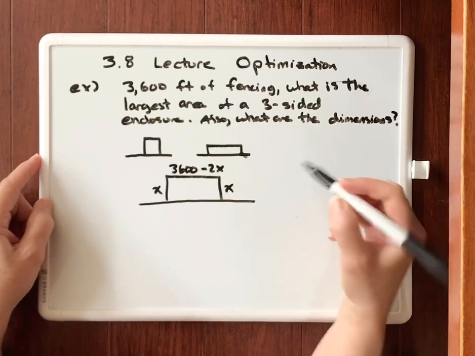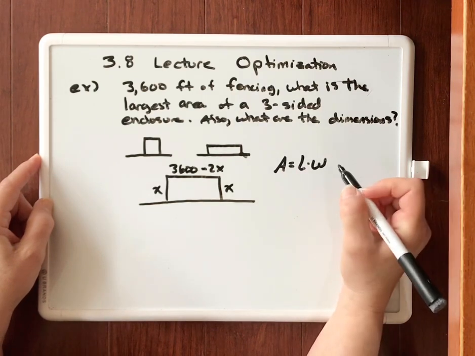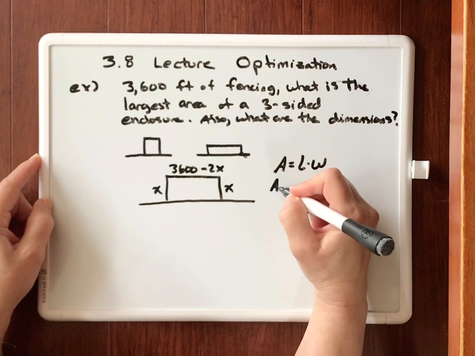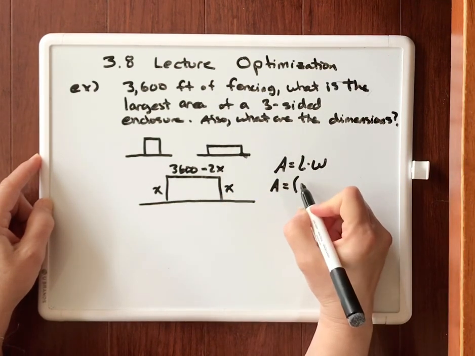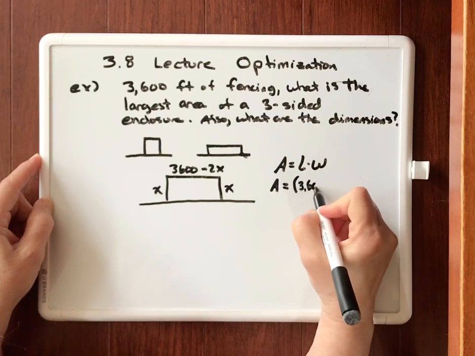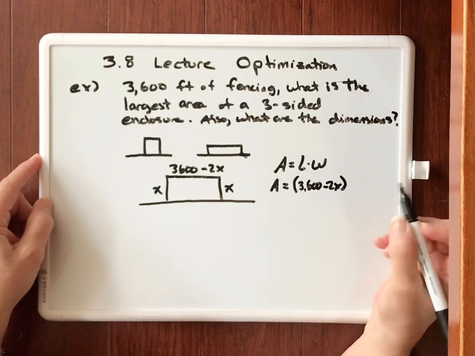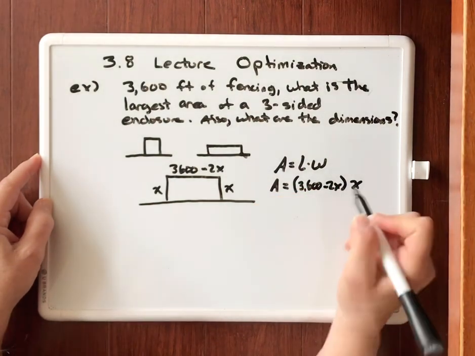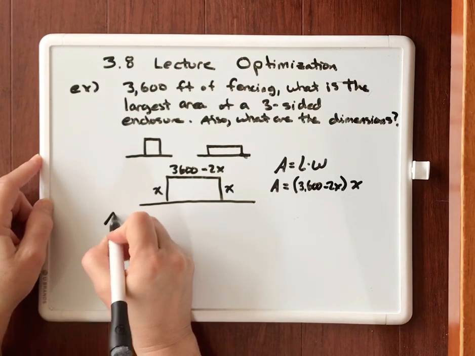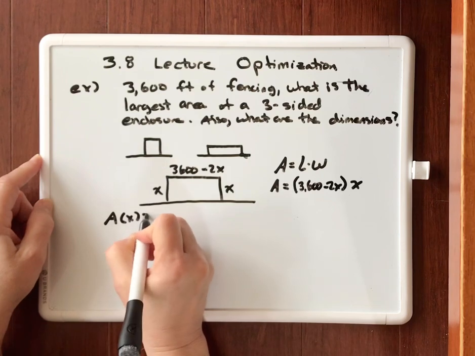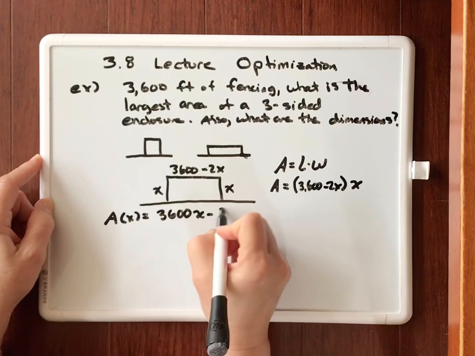All right. What we also know is area equals length times width. Okay. So the area that we're looking at right now is going to be this length, which is 3,600 minus 2x, and then we're going to multiply that by the width, which is x. Okay, so let's go ahead and multiply that out, and we're going to call this A of x equals 3,600x minus 2x squared.